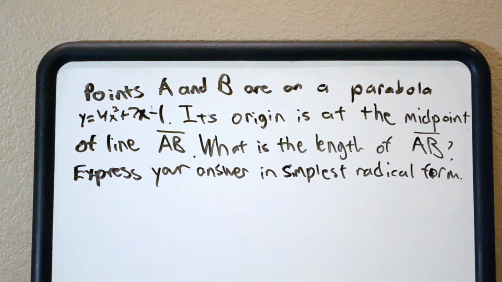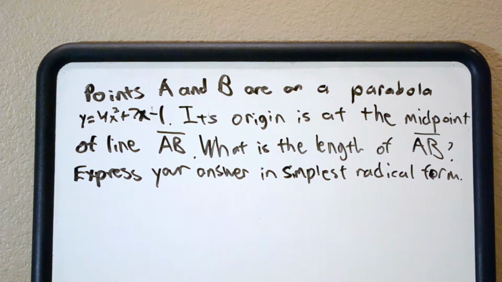So this is the problem. The points A and B are on a parabola y equals 4x squared plus 7x minus 1. The origin is at the midpoint of line AB. What is the length of AB? Express your answer in simplest radical form.